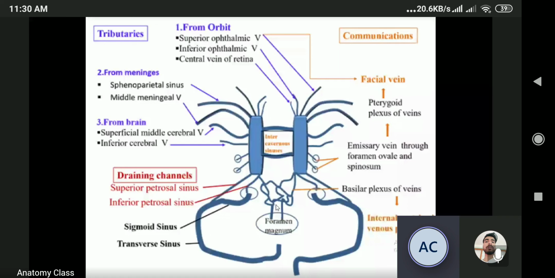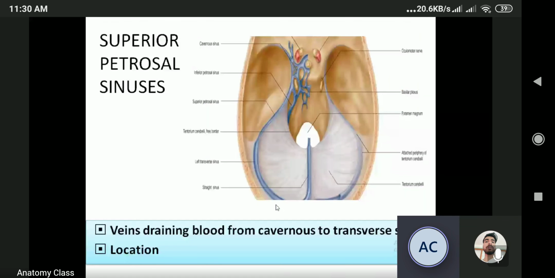The next one is the superior petrosal sinus. Now this is the petrous part of the temporal bone. The petrous part of the temporal bone has its anterior border, superior border, and inferior border. Along the superior border of the petrous part of the temporal bone, the superior petrosal sinus is present, which lies along the anterolateral attached margin of the tentorium cerebelli. Along the posterior attached margin, the transverse sinus is present.